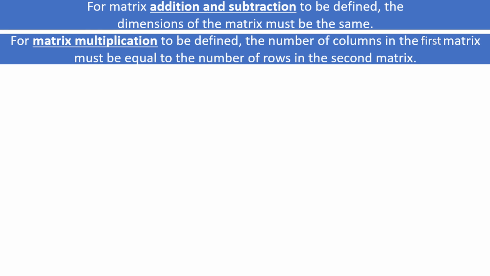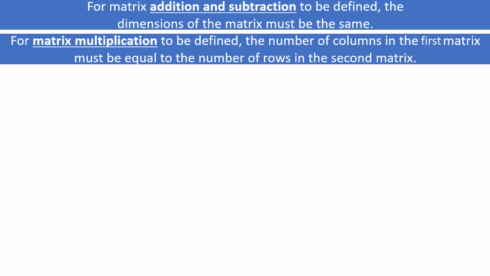Welcome, my friends. Recall that for matrix addition and subtraction to be defined, the dimensions of the matrices must be the same. For matrix multiplication to be defined, the number of columns in the first matrix must be equal to the number of rows in the second matrix.